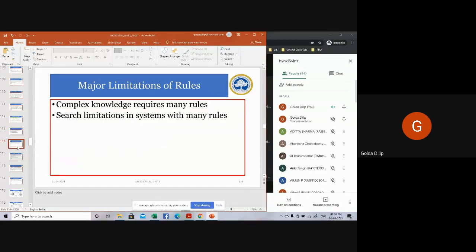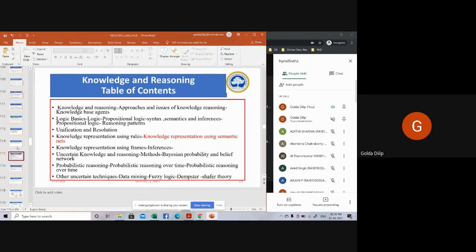Then coming to the limitations. Complex knowledge requires many rules. Then there are search limitations in systems with many rules. All these will work out if your expert system has around 100 rules. Beyond that, things become very complicated. So that's regarding your production rules.